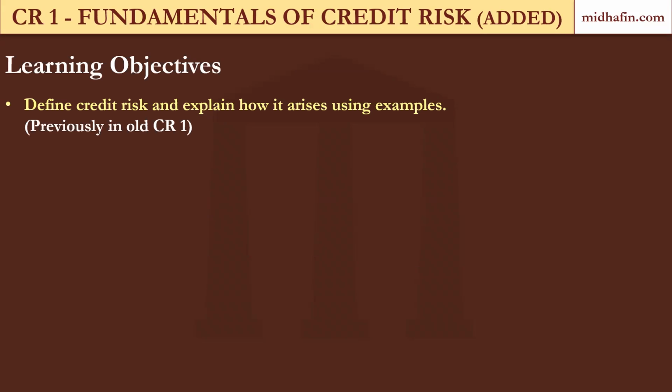So this is the first learning objective: define credit risk and explain how it arises using examples. Now we have also tried to map the old learning objectives, as I mentioned earlier, as much as possible. There are some of the learning objectives, and this is very important. I think this will be very significant for those candidates who are retaking the exam. They might have studied using the 2023 curriculum.